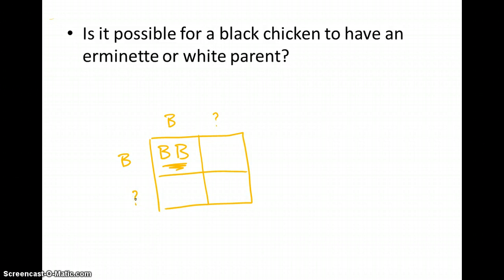Okay, but the only way that that offspring could have been produced is if both parents had at least one allele that was black. Alright, is it possible for either of these parents to be white? No, because the white genotype is B prime B prime, and that's not possible with the Punnett square that I have shown. What is the erminette genotype? That is B B prime. These individuals that I show in my genotype could be B B prime. So it is possible for a black chicken to have an erminette parent. It is not possible for a black chicken to have a white parent.